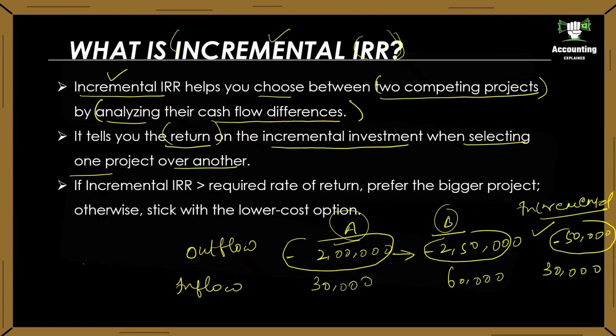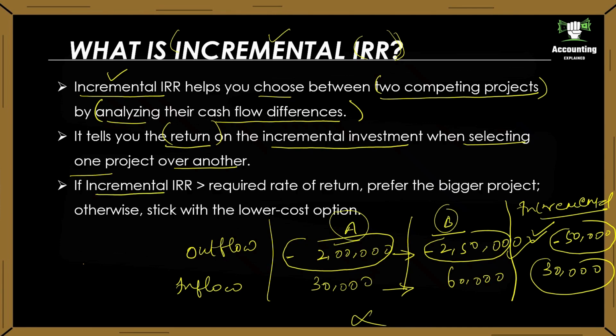Here incremental IRR will tell you what return you will earn by spending this extra 50,000 to upgrade from project A to project B. So here the initial investment will be 50,000 and the return will be 30,000. On that, you are going to calculate the incremental IRR. Instead of calculating separately for project A or project B, that is not going to be done. We are going to calculate the IRR only on the incremental cash outflow and the cash inflow.